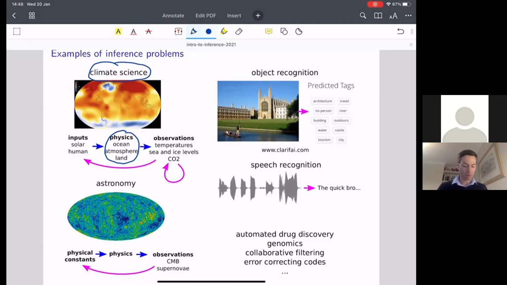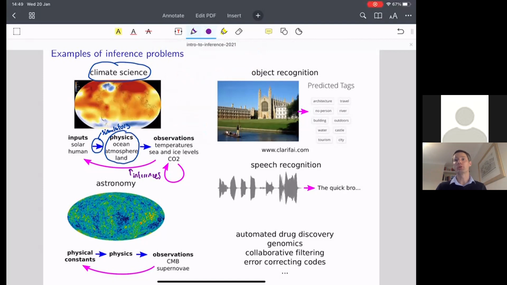So here I'd like to contrast these blue arrows, which are simulators or differential equations, and these purple or magenta arrows here, which are inferences that we might want to perform. And as I said, in this particular example, one key inference is to work backwards from observed temperatures and figure out, is climate change real? How much are humans contributing to it? How much is it just variability in the solar flux, for instance?